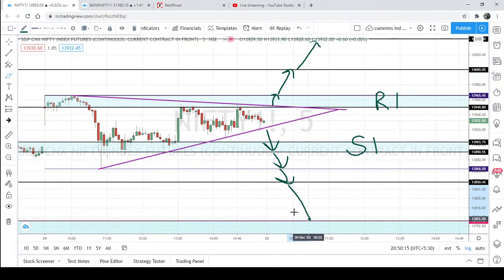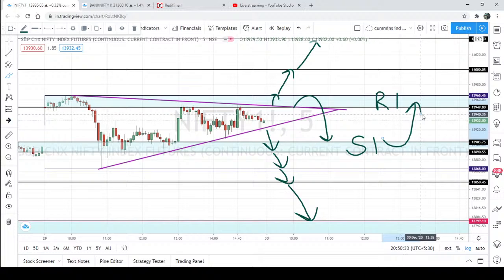This is a simple plan I have for tomorrow. In case it reverses from R1, we can target S1, or any reversal from S1, we can target R1. But make sure you trade with proper stop losses. When I'm trading in Nifty and Bank Nifty, especially in Nifty, I try to take risk around 20 to 25 points, and once I have 20 to 25 points, I'll start trailing my stop loss. Usually I look for minimum 1:1, 1:2 and 1:3 risk reward ratio trades. So this is the plan for Nifty.